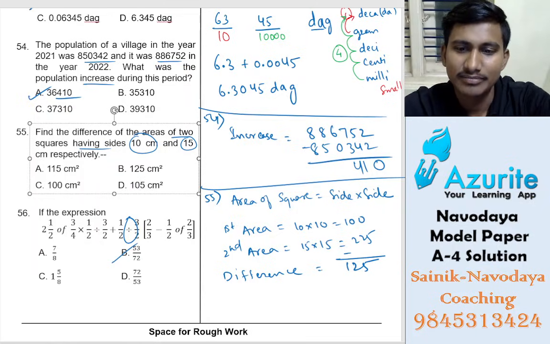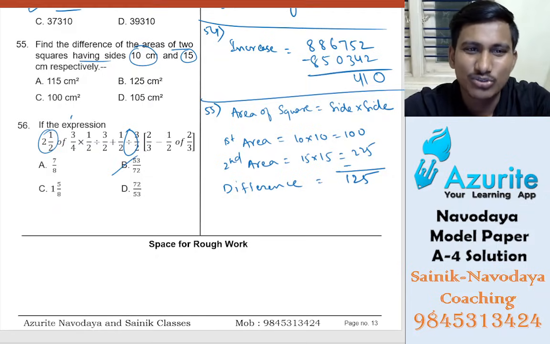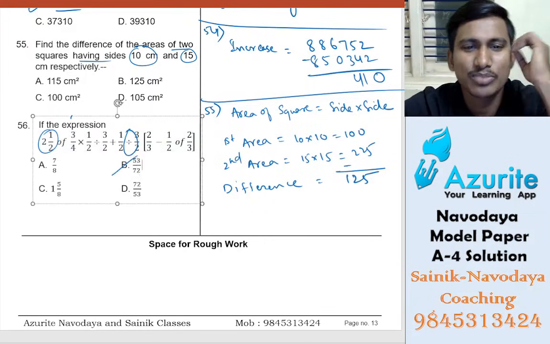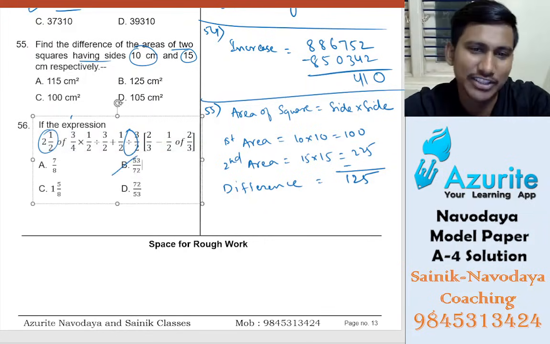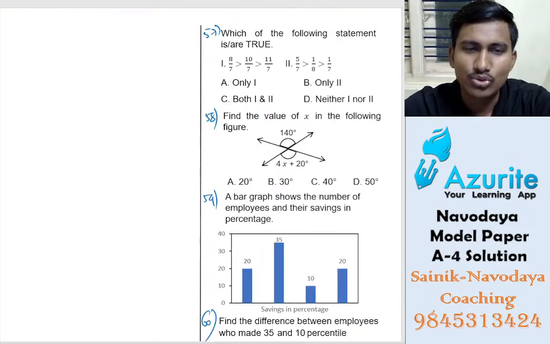Very easy. So see here, question 56 is a grace question that is not for the Navodaya syllabus because division of fractions will not come. However, the answer will be option B, 53 by 72. Okay, if you have done it correctly, very good. So students, let's go next.